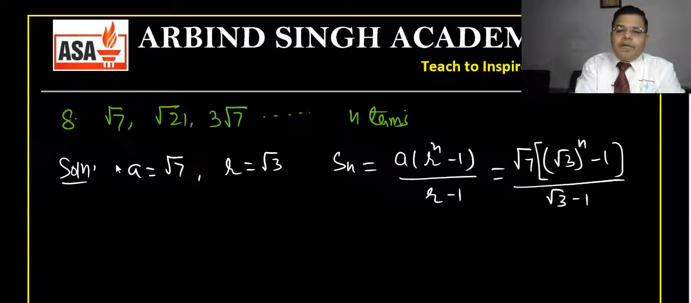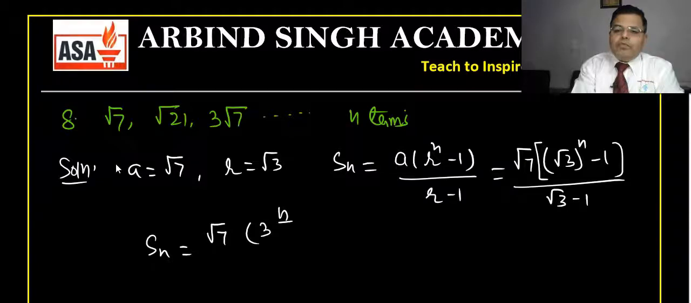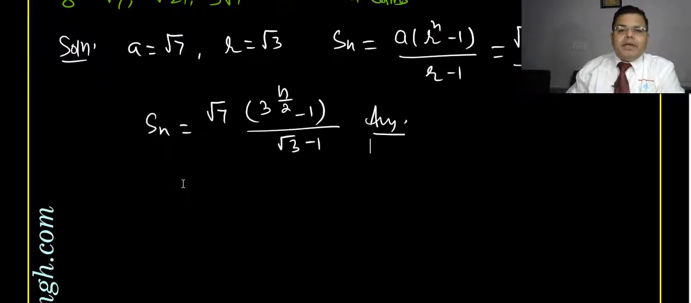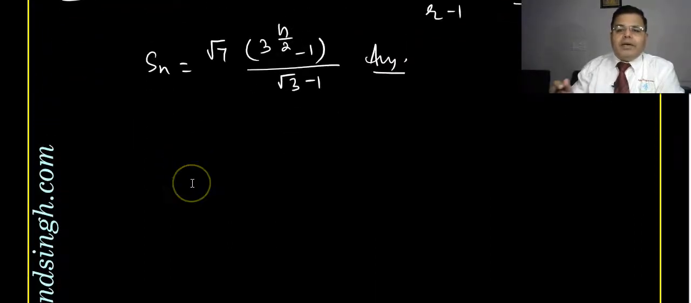So finally Sn will be root 7 into 3 to the power n by 2 minus 1 upon root 3 minus 1. You can rationalize it, there is no problem, but there is no use of rationalizing. So you can write the answer, no need to calculate it exactly, okay. If you want to calculate it in terms of something to simplify, because n will always be there, n cannot be calculated.